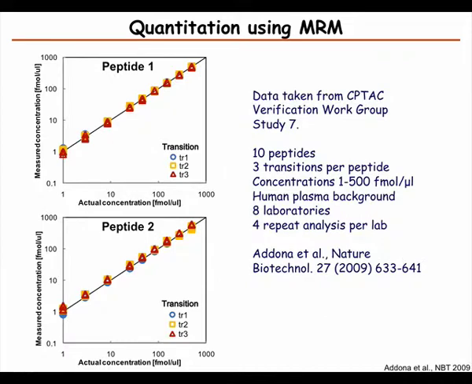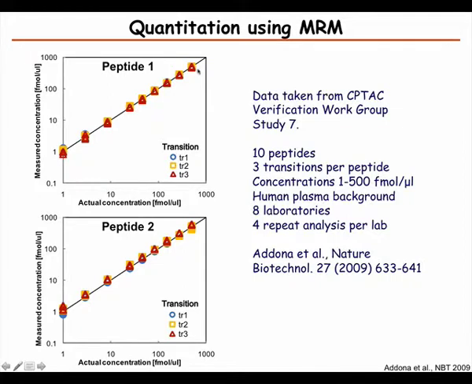So we look at this a little bit more in MSMS. This was a data set taken from the CPTAC Verification Work Group 7 study. They took 10 peptides and they measured 3 fragments, so 3 transitions per peptide, at a wide concentration range, and they added it into human plasma background. And it was actually 8 different laboratories and 4 repeat analyses per lab. So we just took this data set and looked at it.